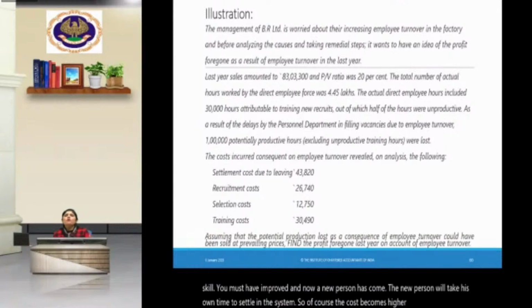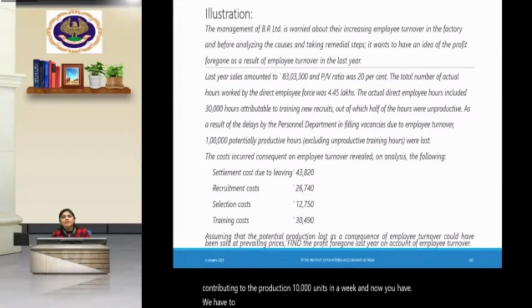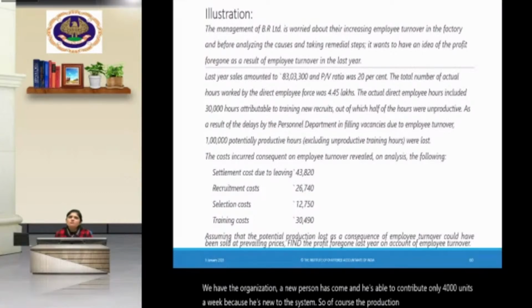Let us say you were contributing 10,000 units in a week to the production. Now you have left the organization. A new person has come and he is able to contribute only 4,000 units a week because he is new to the system. So of course the production has reduced, and the cost of the organization has to increase. So it's very unfavorable if a lot of labor turnover is happening in an organization. All right, I hope I'm able to solve your queries.